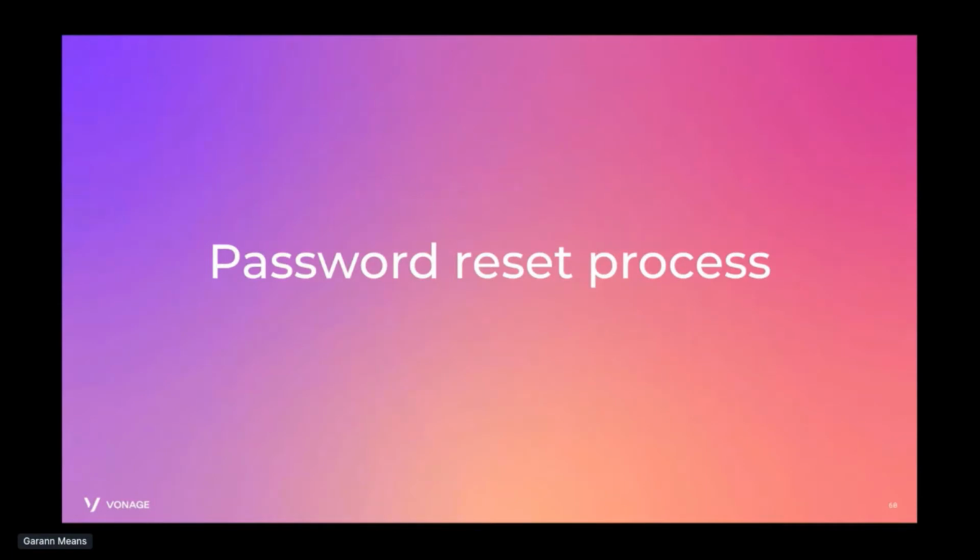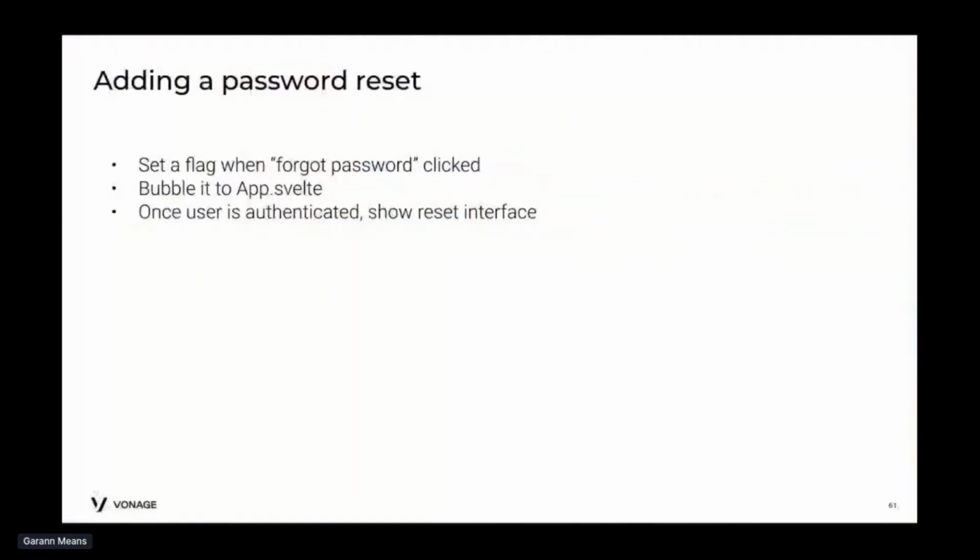And the password reset process isn't covered in this code, because, as I mentioned, I didn't want to deal with the overhead of keeping passwords secure. But you would add a password reset pretty simply from an architecture perspective, assuming you already have passwords in place. So you want to set a flag when somebody clicks forgot password. Then you bubble that up to app.svelte to indicate that there's another step that you need to go through in terms of the state of the application. And then once the user's authenticated, you want to show that reset interface to allow them to complete a full forgot password workflow.